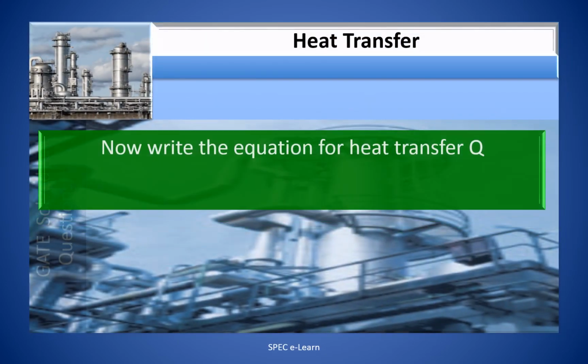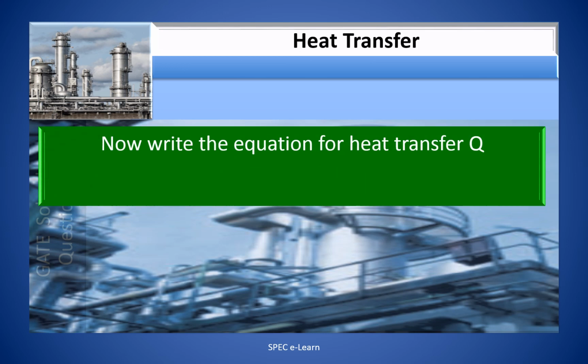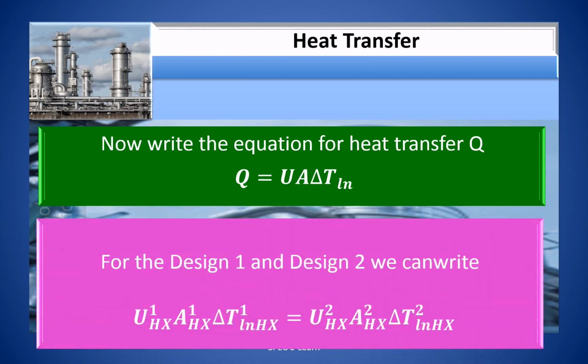Now you write the equation for heat transfer Q in terms of the overall heat transfer coefficient. Q is equal to U times A times log mean temperature difference. For the design 1 and design 2, we can write U1HX times A1HX times delta T1 ln HX equal to U2HX times A2HX times delta T2 ln HX.